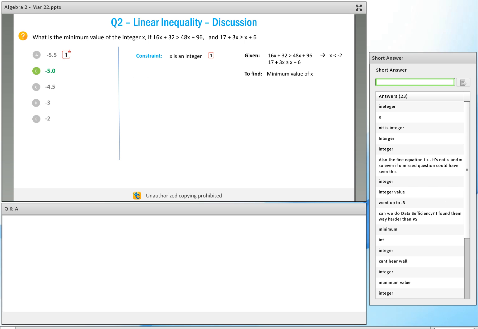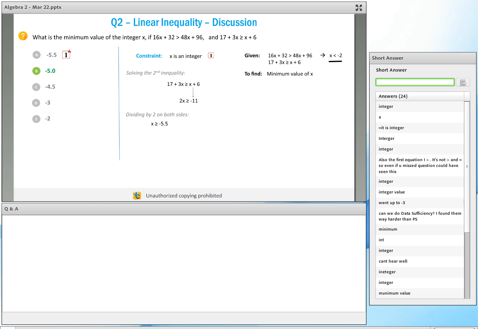So the first inequality we know, the range of values of x is less than -2. That's something that we did in the previous question. Let's just focus on the second inequality. You solve the second inequality again, you get 2x is greater than or equal to -11, which means you divide 2 by both sides. You get x is greater than or equal to -5.5.